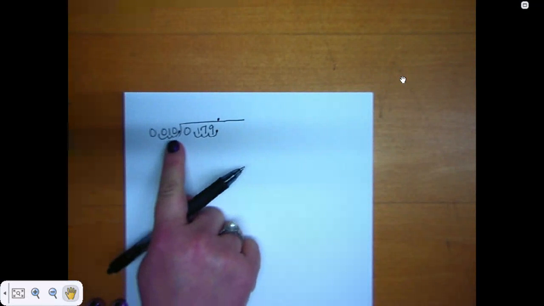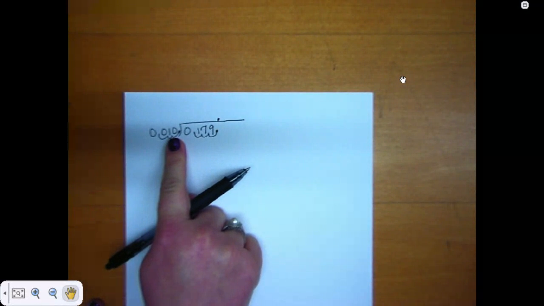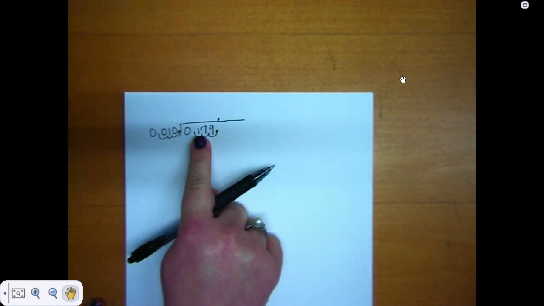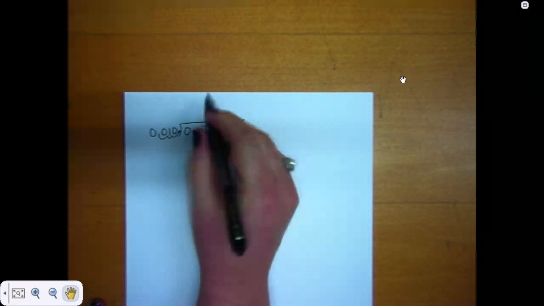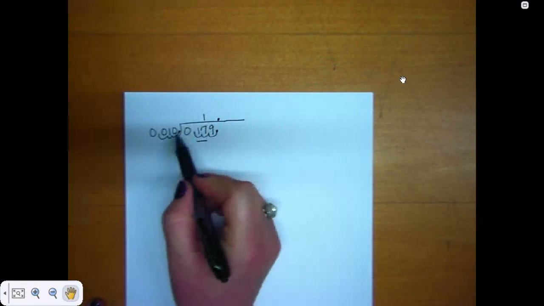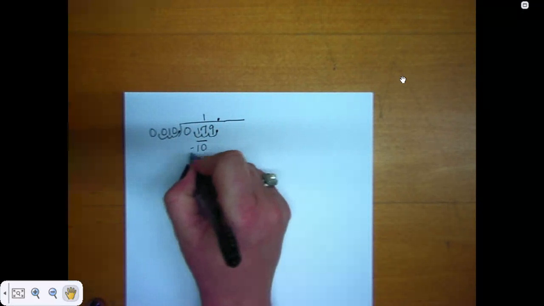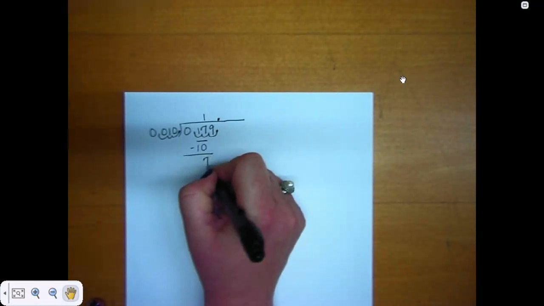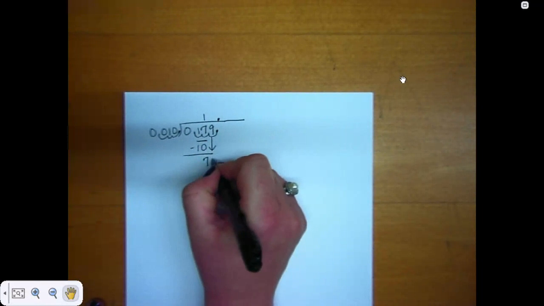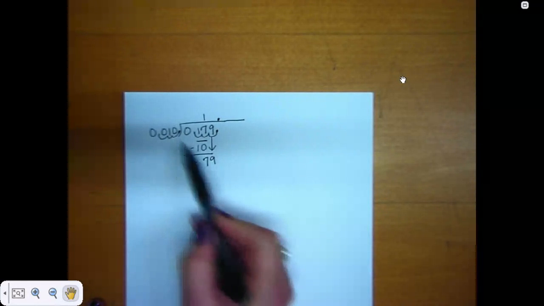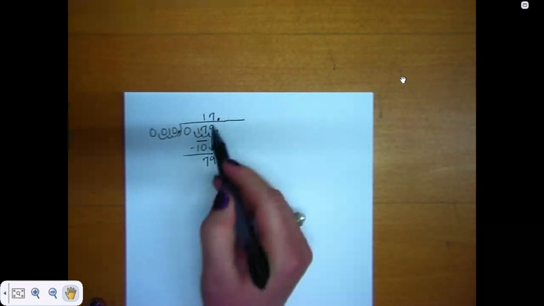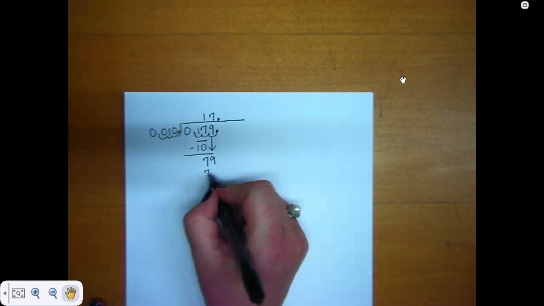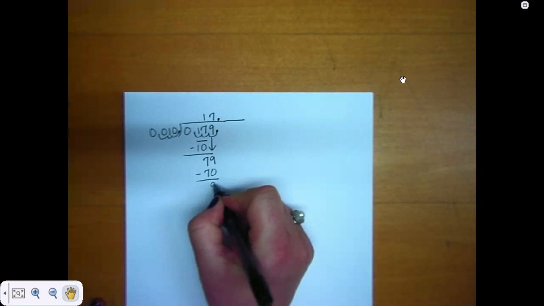Now I'm left with a whole number of 10, and I need to divide it into 179. So 10 will go into 17 one time. So 1 times 10 is 10. We subtract and we get 7. We're going to bring this 9 down. 10 will go into 79 7 times. So 7 times 10 is 70. We subtract and we get 9.